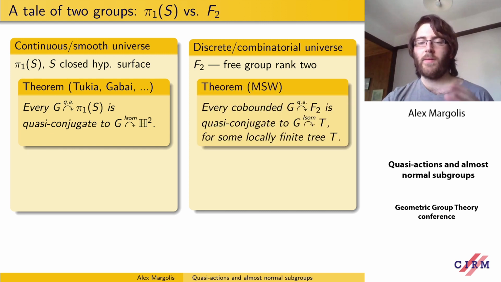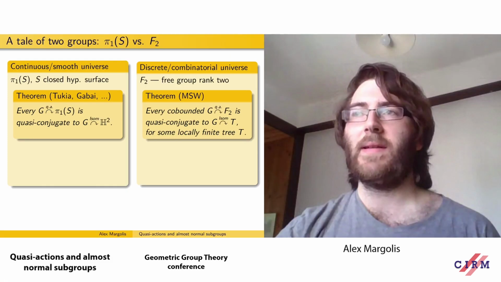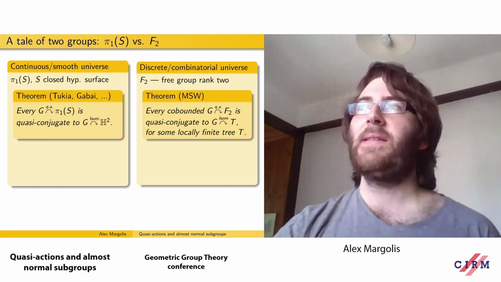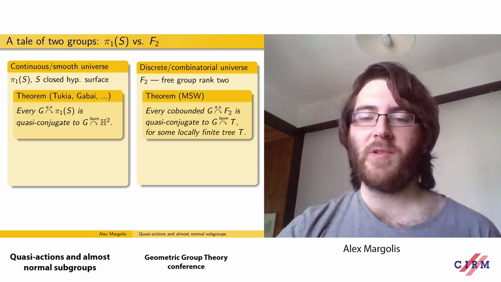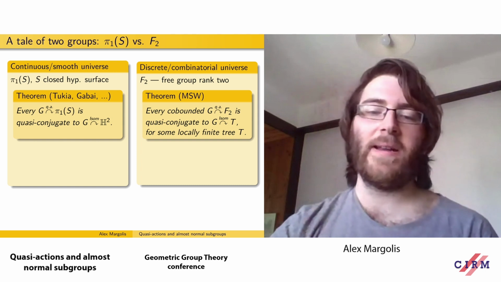And in contrast, Mosher, Sageev and Whyte, I mentioned this result earlier, show that every co-bounded quasi-action on F2, the free group of rank 2, can be quasi-conjugated to an isometric action on a locally finite tree. And the point is that H2 is definitely a continuous smooth type object. You can take limits, you can do analysis on it, whereas trees are discrete combinatorial objects. They're locally finite graphs, so they belong on the right side.